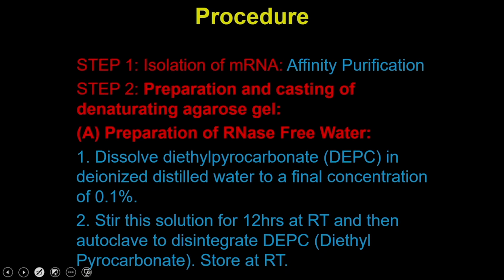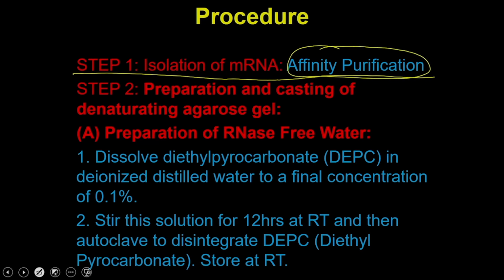It is a multi-step process. In step 1 itself you have to do the isolation of the messenger RNA. You do that with the help of affinity purification, which we are going to discuss when we discuss Northern blotting. Then you have to prepare the denaturing agarose gels, and that also involves multiple steps.